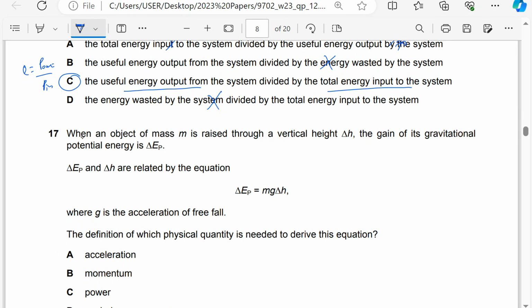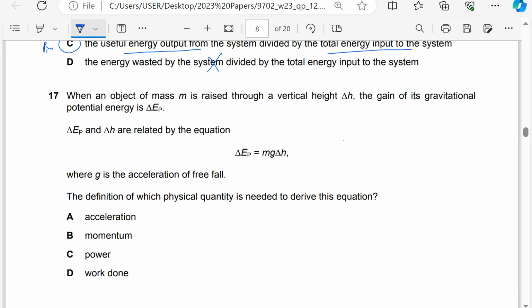When an object of mass m is raised through a vertical height h, the gain of its gravitational potential energy is given by mgh, where g is the acceleration of free fall. The definition of which physical quantity is needed to derive this equation? Of course, mg is weight, which is force, and h is distance, so this should be work done.